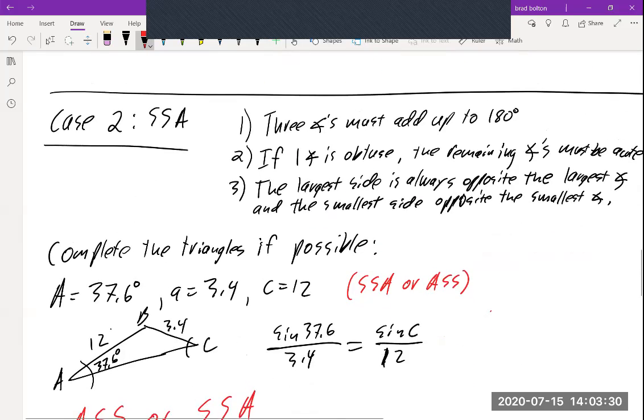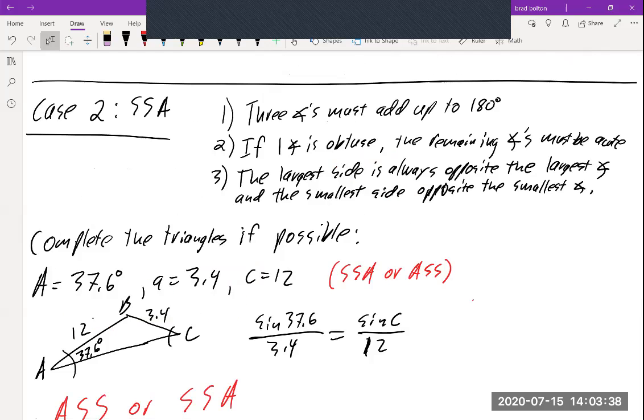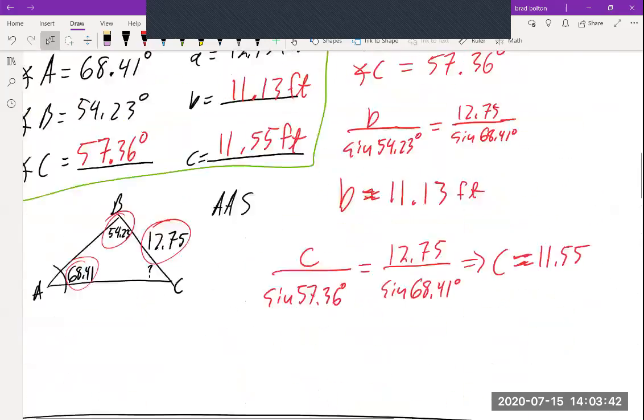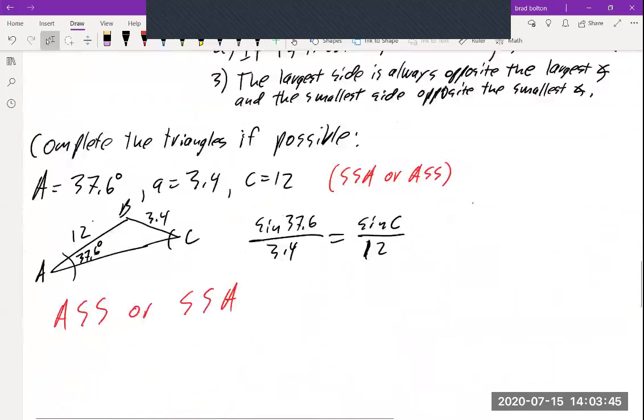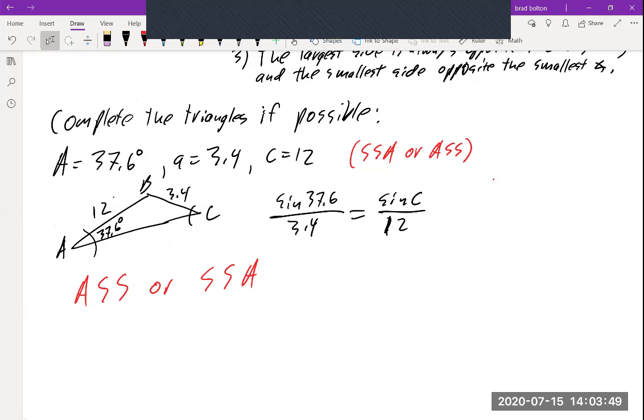But in case 2, we're given 2 sides and an angle, but the angle is not in between the 2 sides. So the case where it's side, angle, side, that's actually law of cosines, right? So we're going to deal with this one now. This is called the ambiguous case. So when we run into this one, basically you have to be a little bit more careful.